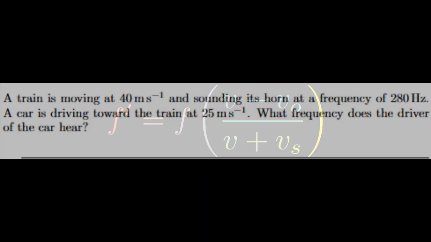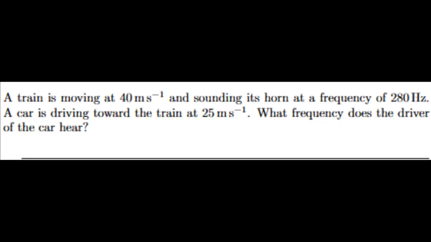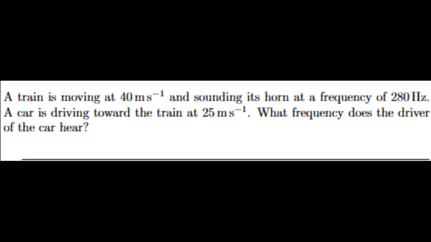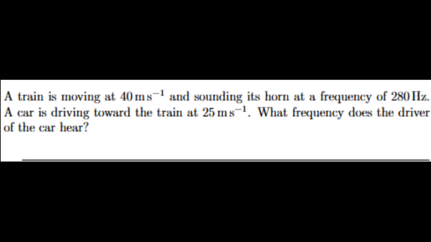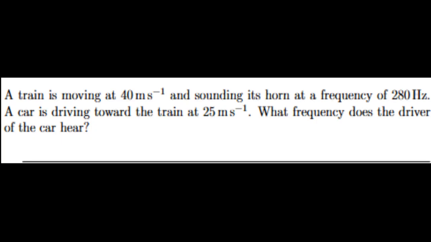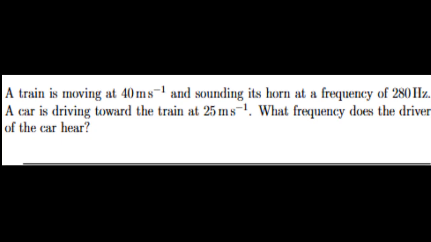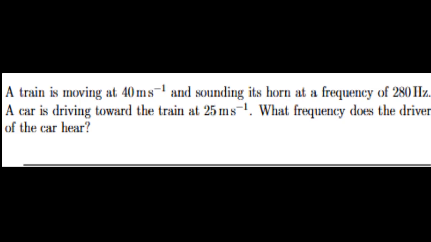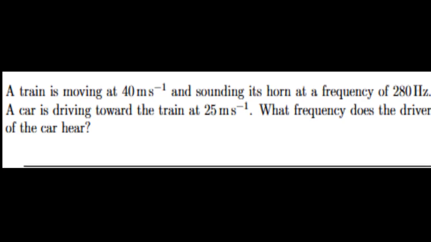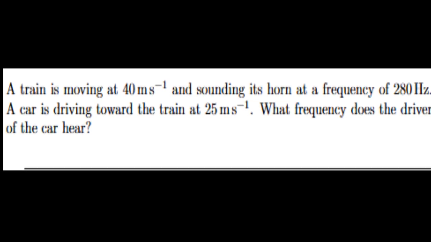A train is moving at 40 meters per second and sounding its horn at 280 hertz. A car is driving towards the train at 25 meters per second. What frequency does the driver of the car hear? Take a moment to think about what this case is. Is it one chasing the other, both receding, or both approaching? If you follow the right thought process, you would arrive at both approaching.